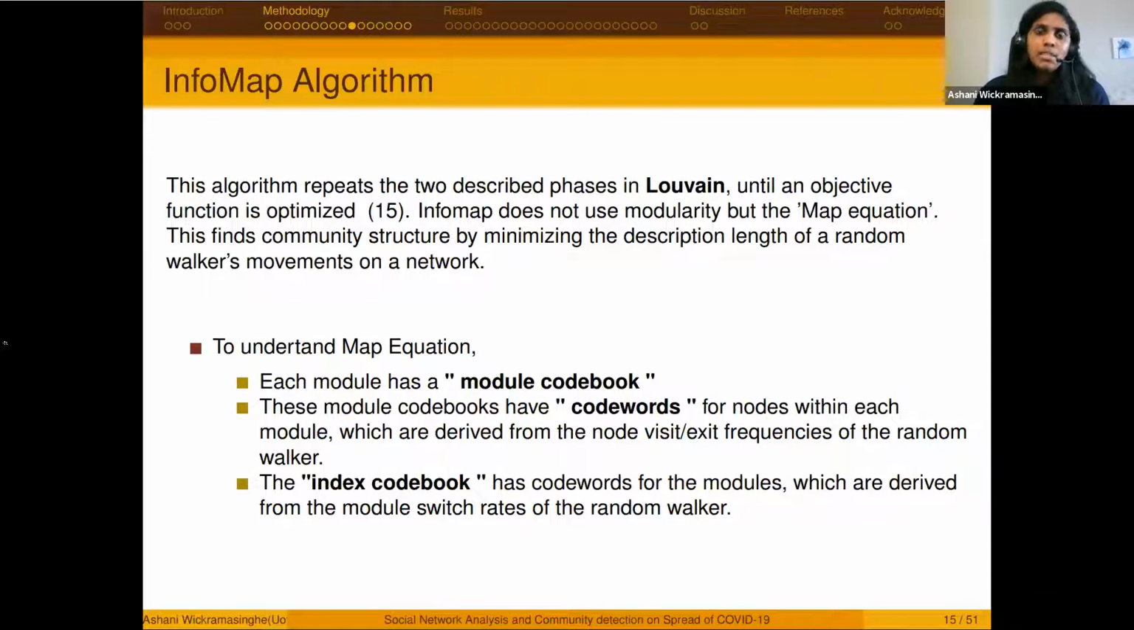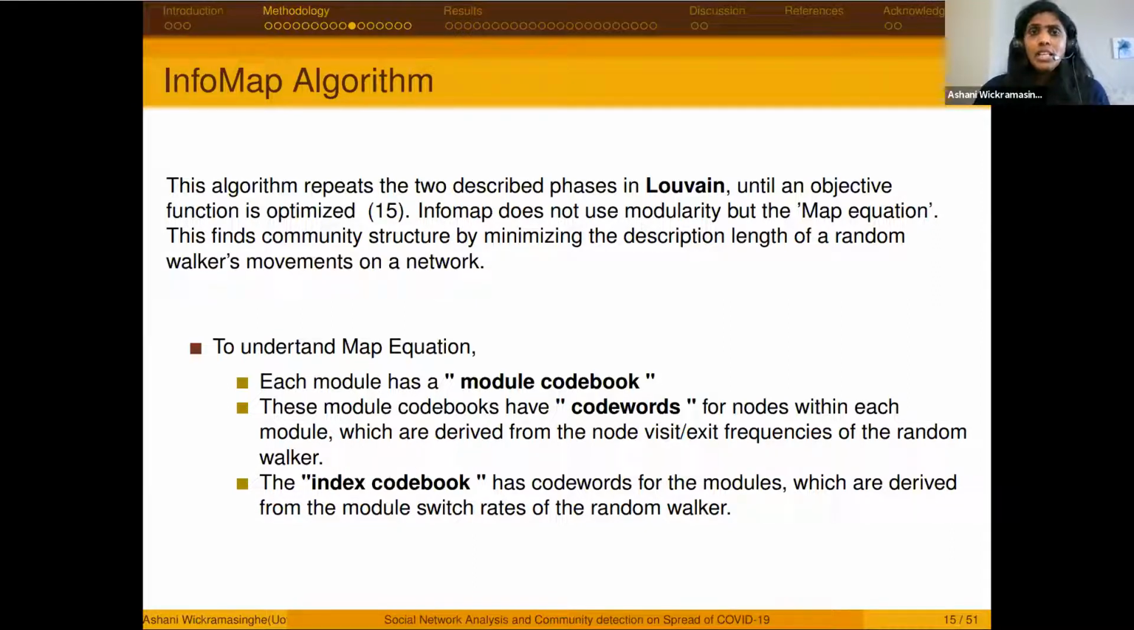The InfoMap algorithm also repeats the same phases as the Louvain algorithm, but here we optimize the map equation. This algorithm minimizes the description length of a random walker's movement on a network to find communities. Actually, it tries to compress the movement of a random walker. To understand the map equation, first of all, we need to understand these code books.